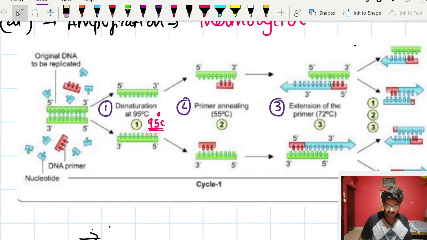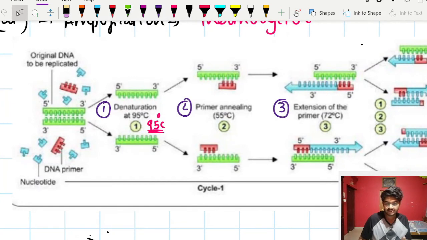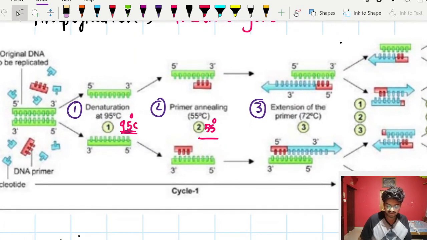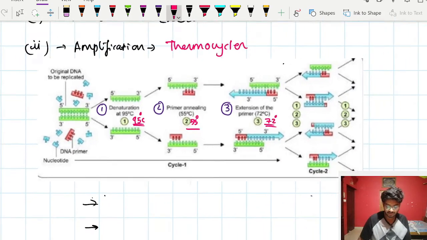If there is a pathogenic gene present in our sample, then this specific primer will attach to it. That is called primer annealing, and here the temperature is 55 degrees Celsius. And lastly, the extension is at 72 degrees Celsius, and it will amplify. This cycle continues on. You already know these steps.